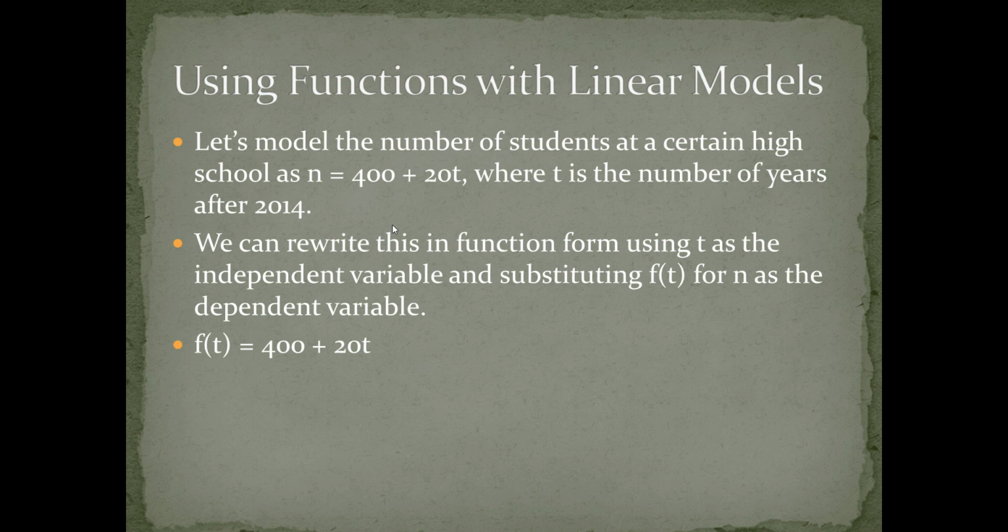Now let's model the number of students at a certain high school as n is equal to 400 plus 20t, where t is the number of years after 2014. We can rewrite this in function form using t as the independent variable and substituting f of t for n as a dependent variable. And it turns out the function is just f of t is equal to 400 plus 20t. And it's really just a different way of writing equations, but it becomes more valuable later on.